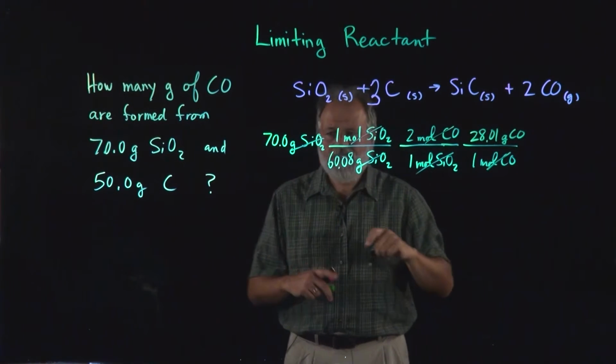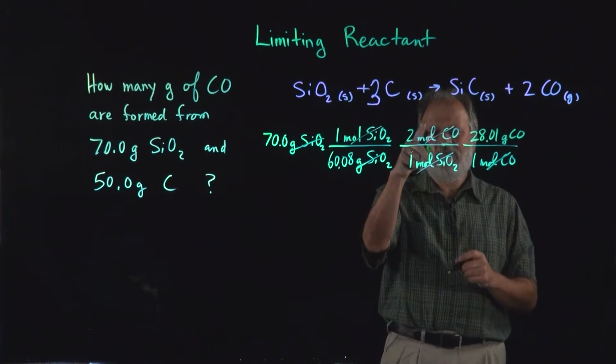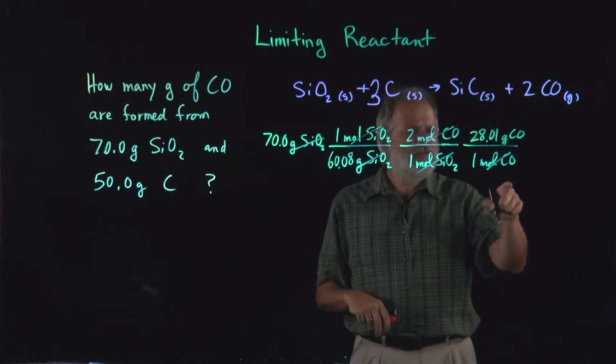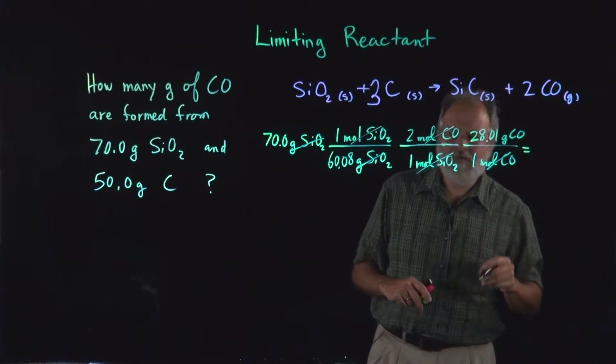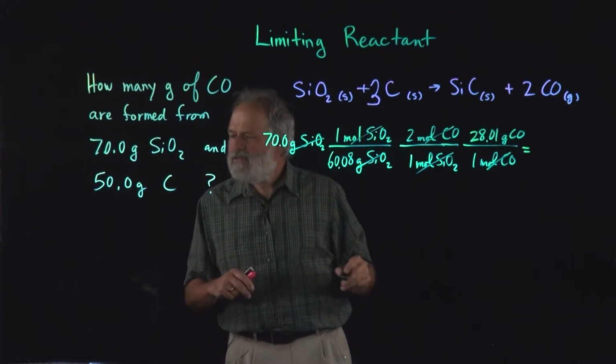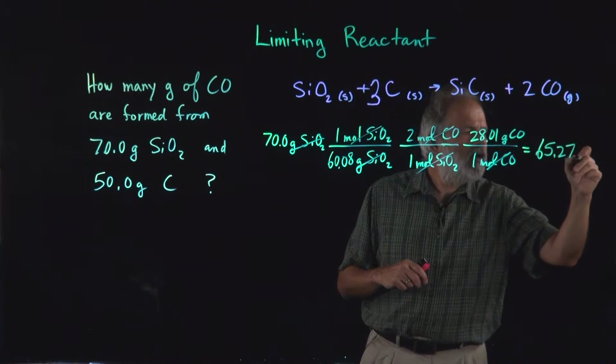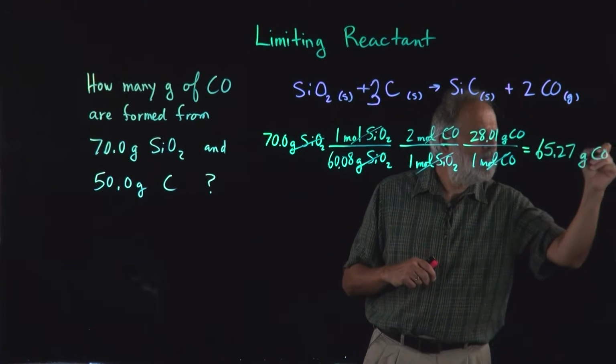Okay, so this is your standard grams of one substance to moles of that substance, moles of one substance to moles of another, and then moles of the other substance to the grams of that substance. And so with 70 grams of silicon dioxide, we can make 65.27 grams of carbon monoxide.